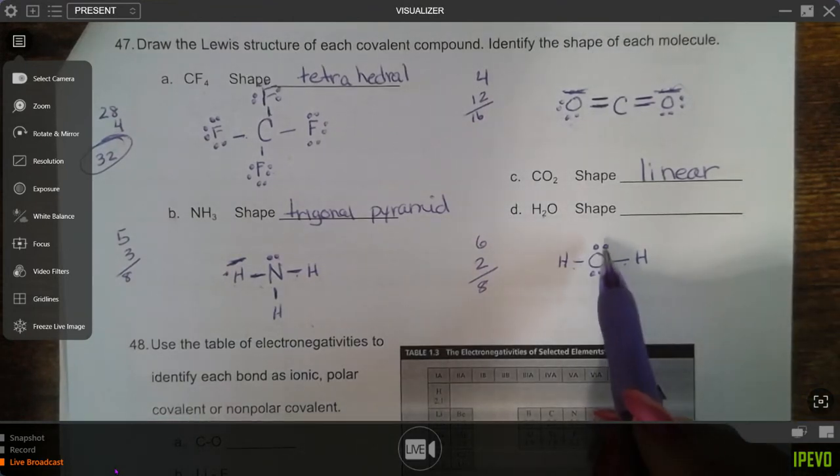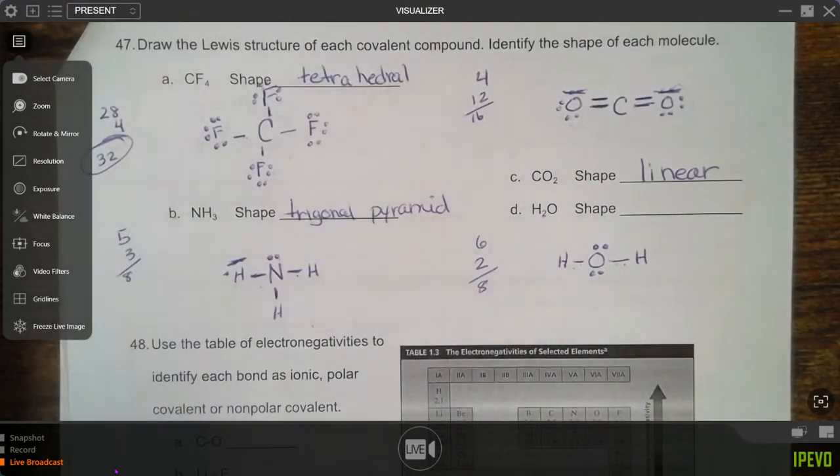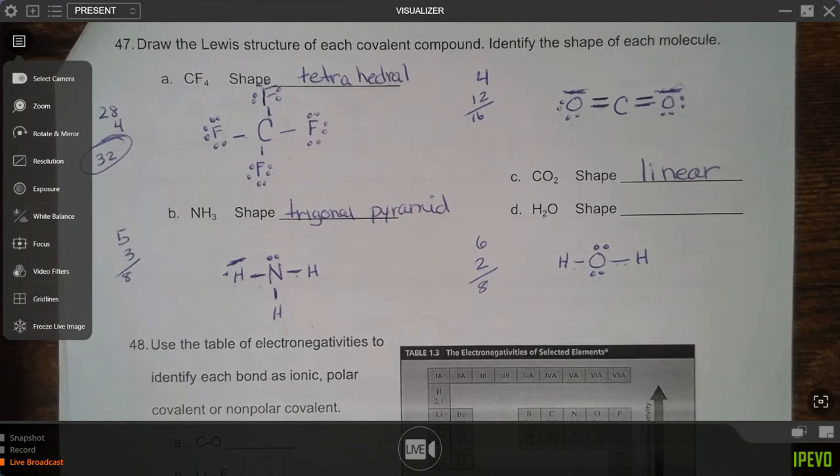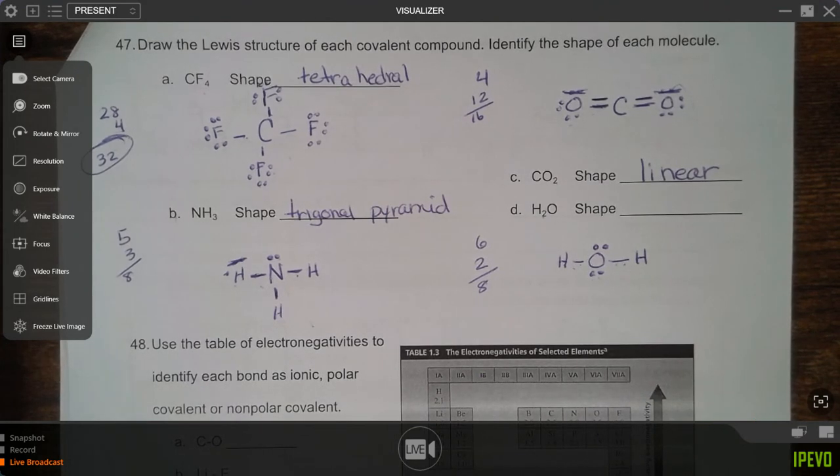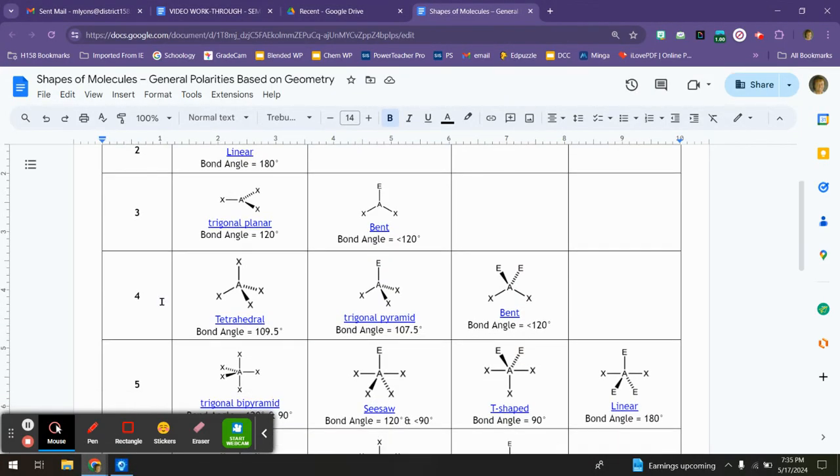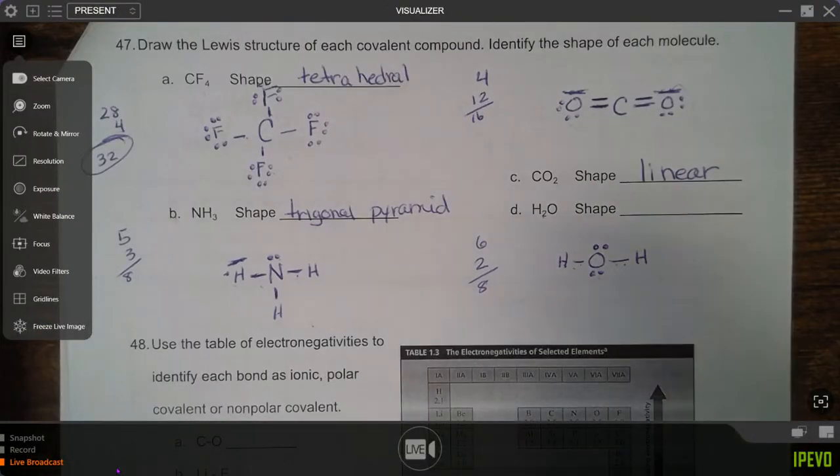This molecule has 1, 2, 3, 4 electron domains. So if I hop back over here to my shape sheet, 4 electron domains, but it has 2 atoms attached and 2 lone pairs. So that is going to be a bent molecule. All right, so bent.